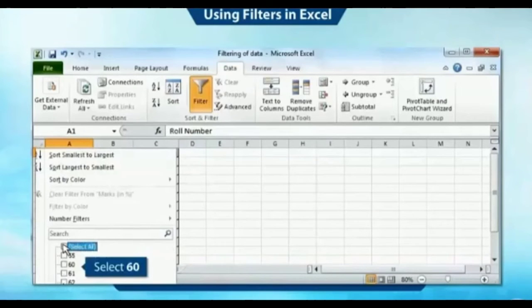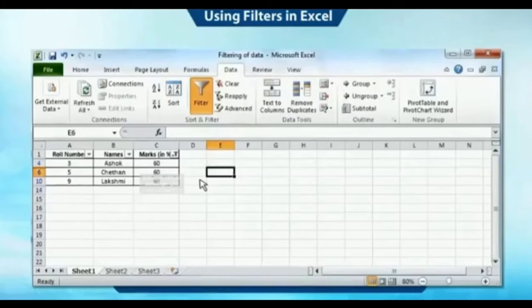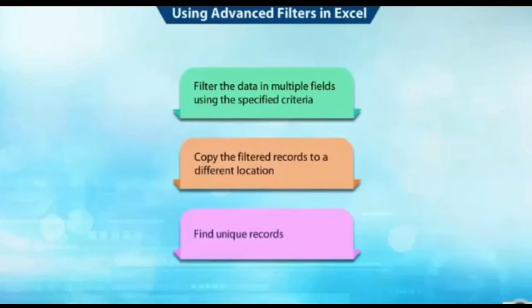Now you have to select the 60 option because we want the 60 marks of each student. You will see the marks field is filtered and it displays only the records having number 60 in the marks field. Now you have learnt about autofilter.